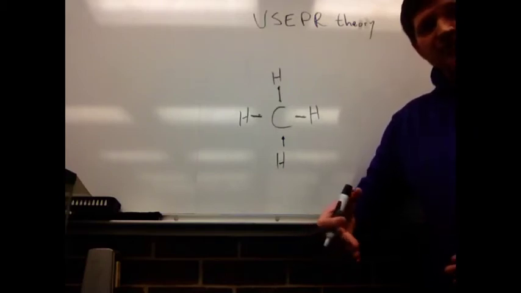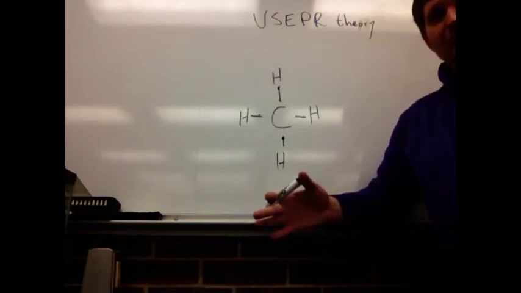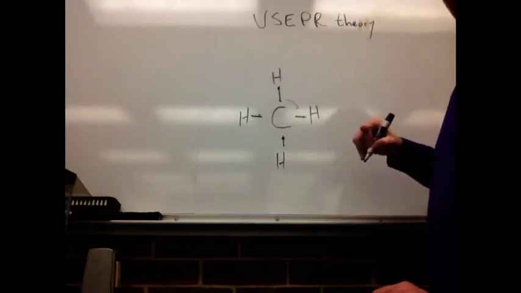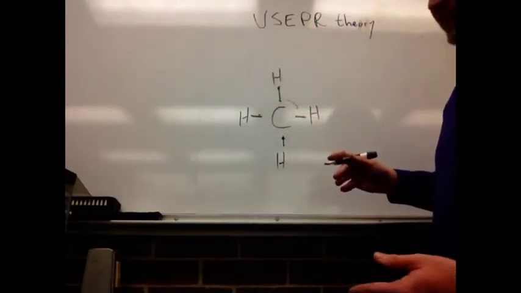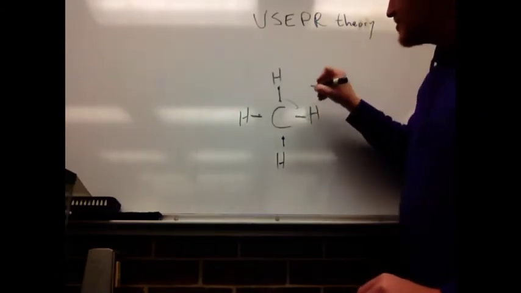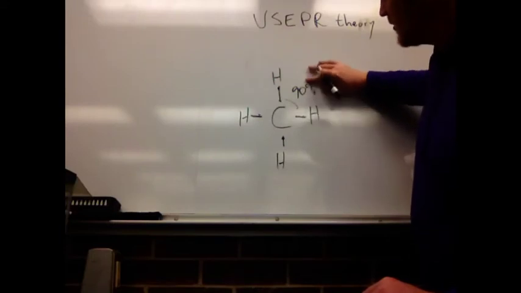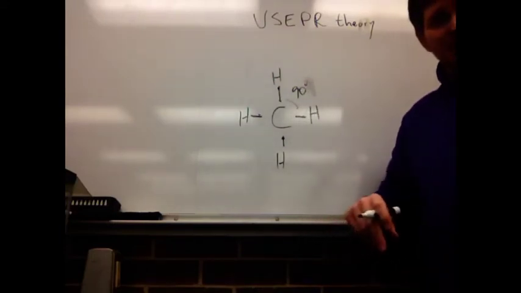If you've been in geometry, you should be able to look at this and say, well, they can get as far apart as possible. All the way around, it's 360 degrees. So from this hydrogen to this hydrogen, that's simple math. That's not 90. Let's do it right. It's 90 degrees.